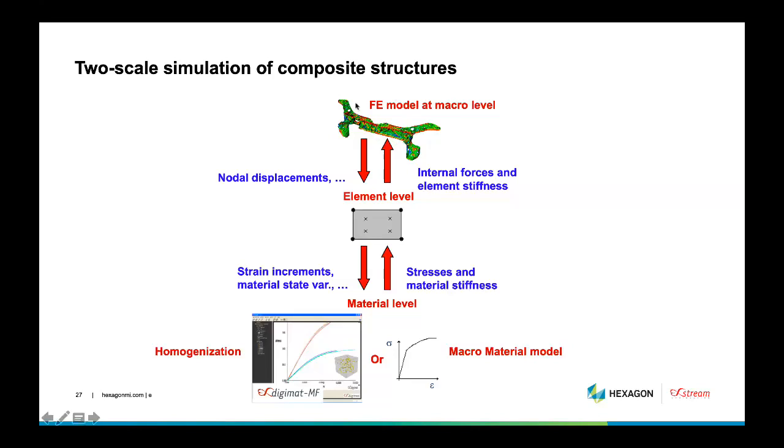And then when we run the procedure, the macroscopic level finite element model needs information from the element level. So it passes information to the elements. The information basically is the nodal displacement for each element. And then what it wants back from the element are the internal forces and the element stiffness.